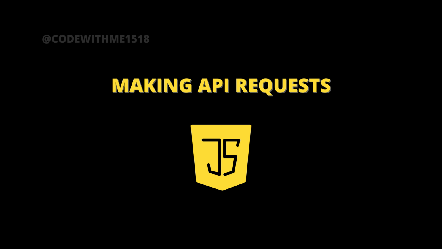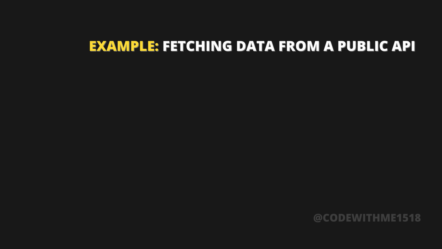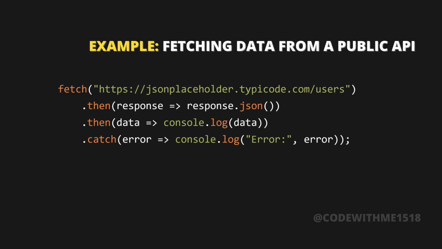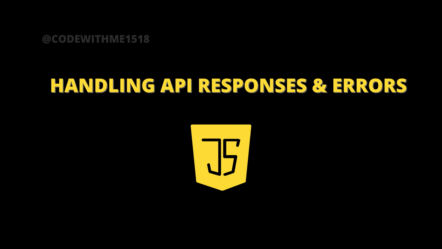Making API requests. GET request, fetching data from an API. A GET request is used to retrieve data from an API. Example: fetching data from a public API. Fetch jsonplaceholder.typicode.com/users. Then response => response.json(), then data => console.log(data). Catch error => console.log(error). This will fetch a list of users from the placeholder API and log it to the console.